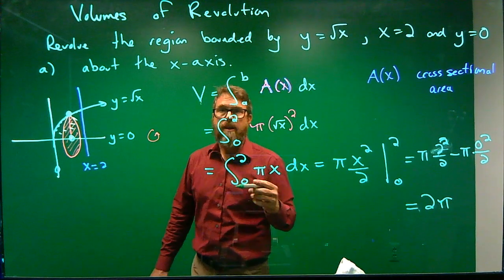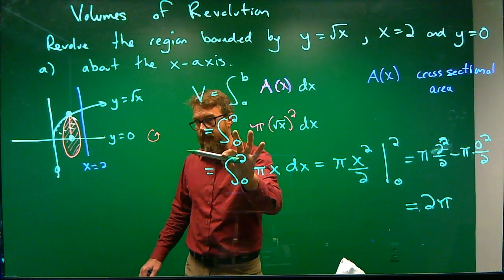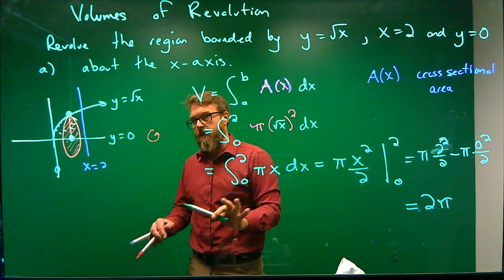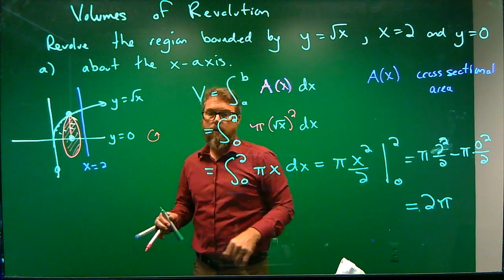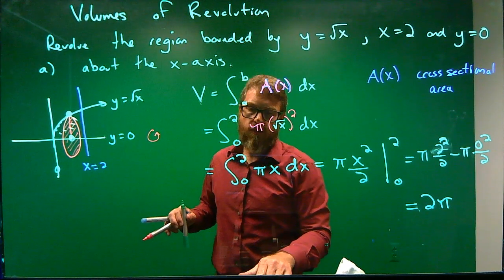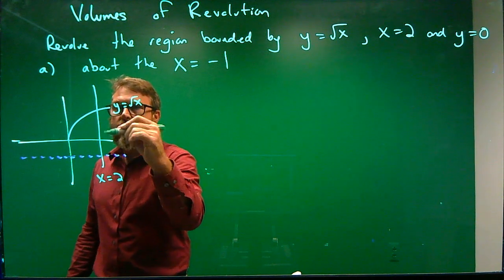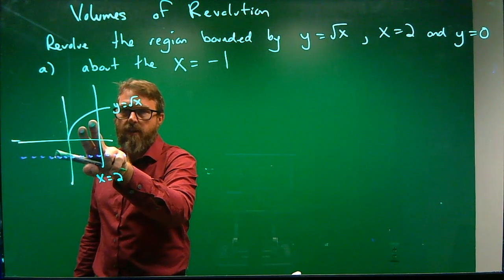So what I want to do is spin this thing around something that's not the x-axis, and we'll still spin in this direction and explain why we're going to go in the dx. So let me erase it. I'm just going to choose another axis of revolution. All right, so I set up the exact same region. We're trying to find this bounded region right here.